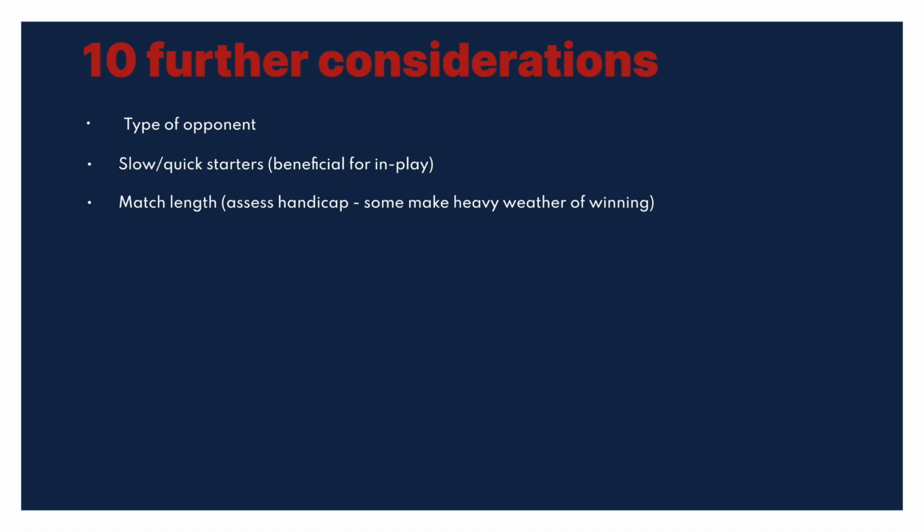Assess handicaps. Some make heavy weather of winning. I mean, if you take somebody like Petra Martic, she often goes over the full 3 sets. Some players just need 3 sets. Some players get the job done quickly. So if you are betting on minus 1.5 sets, then look for somebody that has a fantastic record of winning 2-0, as opposed to somebody who makes heavy weather of winning tournaments.